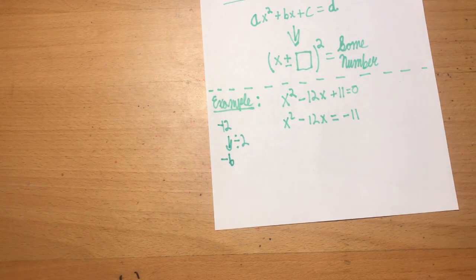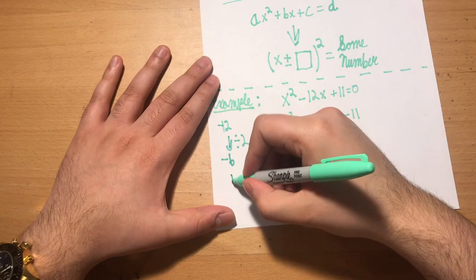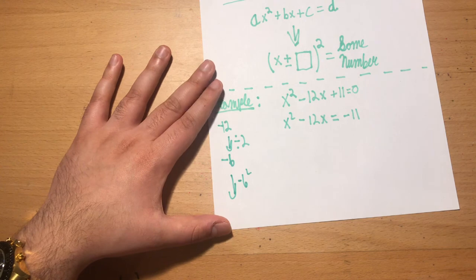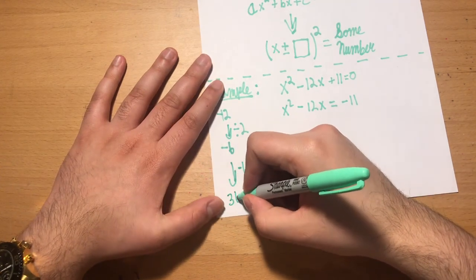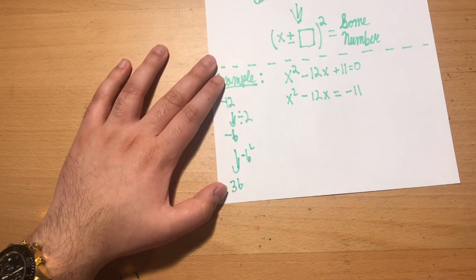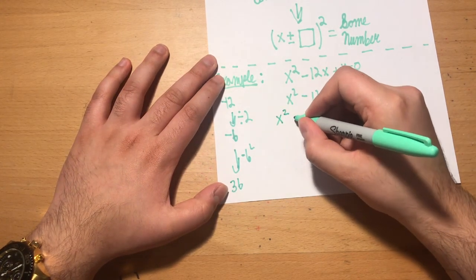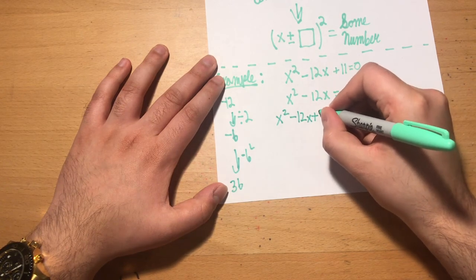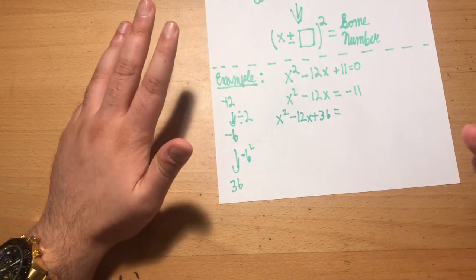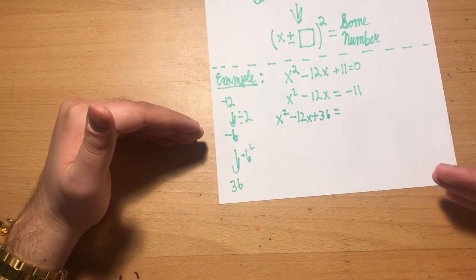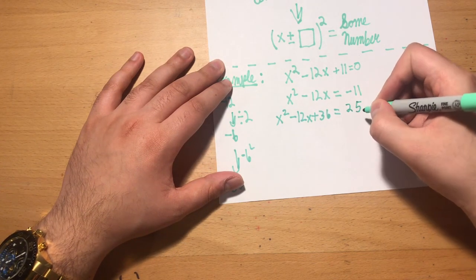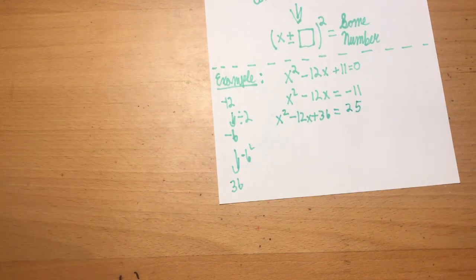Next, we're going to square it. So negative 6 squared gets us a positive 36. Now that is the number we add to both sides. So this becomes x squared minus 12x plus 36, and that's equal to, and then we have to add positive 36 and negative 11, and that should be positive 25. So that's step 2.